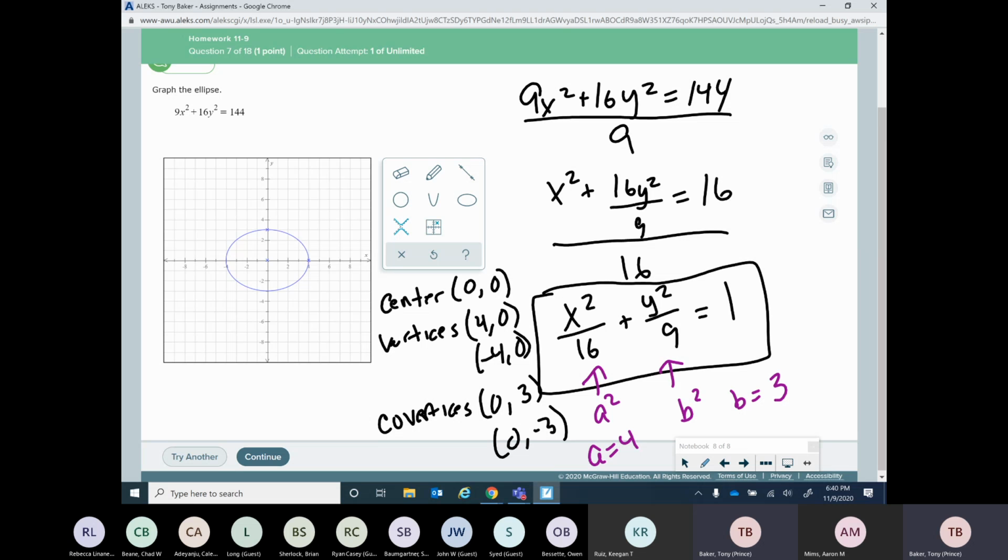So I'm adding and subtracting 4. And since it's underneath the 16 or the x, I'm adding and subtracting it from the x for the vertices, because that's the bigger one. My co-vertices is my smaller one. So I'm adding and subtracting the 3. And since it's under the y, I'm doing it to the y value. So that's how I get the co-vertices, 0, 3, and 0, -3.